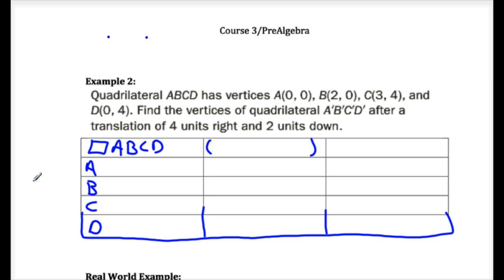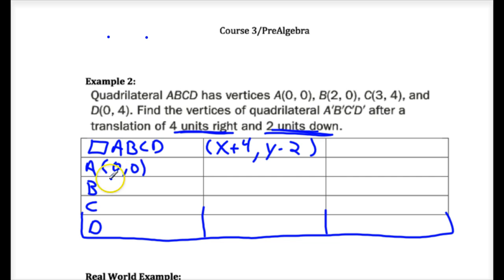Find the vertices of quadrilateral A prime, B prime, C prime, D prime. It's a mouthful. After a translation of 4 units right and 2 units down. Anybody got the rule yet? Mr. Collin? X plus 4, comma y minus 2. It goes right 4 and 2 down. So I'm going to add 4 to my x's and subtract 2 from my y's. Excellent answer. All right, let's put the points in here.